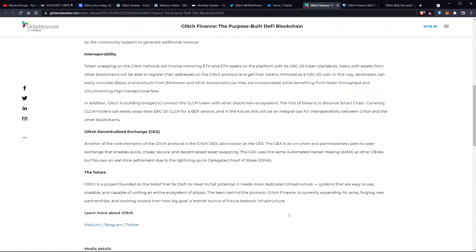And capable of uniting an entire ecosystem of dApps. That's good, because we see that happening with Ethereum. We're seeing it happening with Solana, Avalanche now. It's an entire ecosystem of different dApps, and they're evolving together, they're growing together, they're uniting together, and they're expanding together and growing each and every ecosystem that they're a part of.